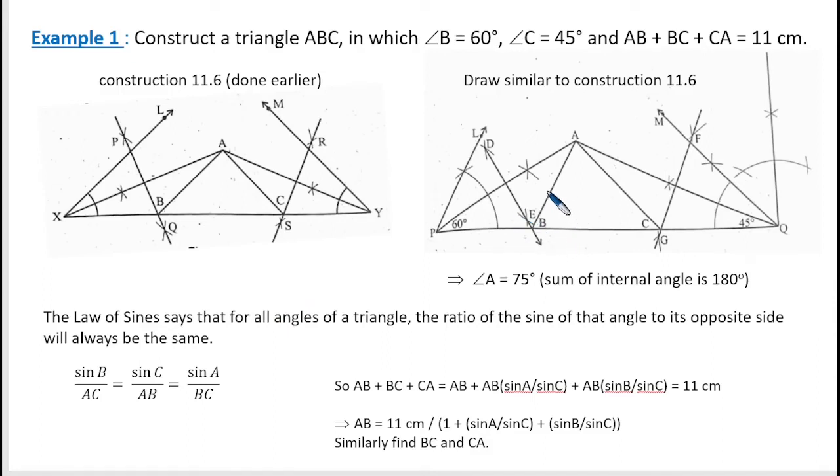Is it possible to know all the sides? Yes, because you have been given AB plus BC plus CA. This condition is also given to you. This is beyond the scope of your book, but if students want to know how to find it, it is a little bit of trigonometry. This is called the law of sines: for all angles of a triangle, the ratio of the sine of the angle to its opposite side is equal. That is, sine B by AC is equal to sine C by AB is equal to sine A by BC.